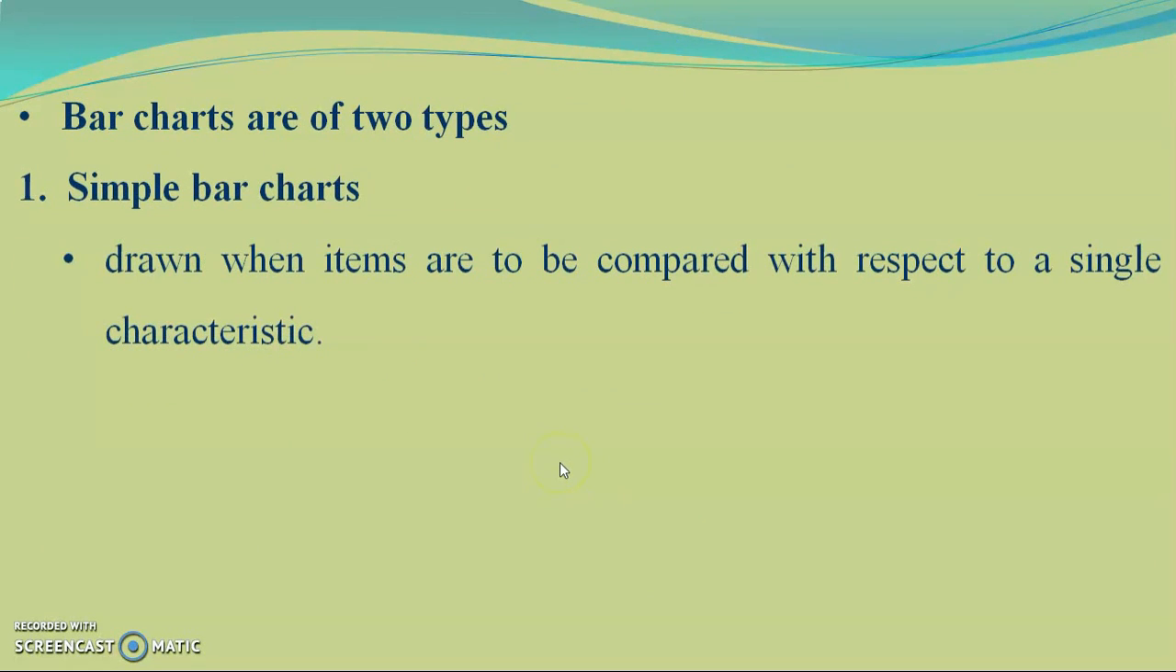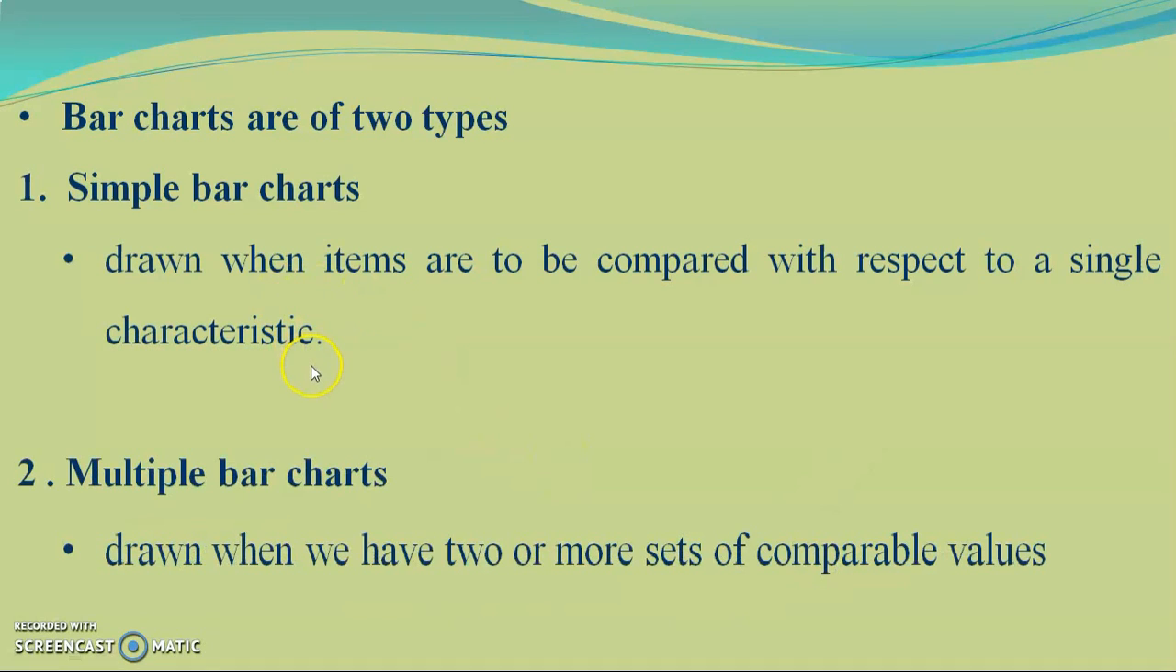Bar charts are also of two types, simple bar charts and multiple bar charts. You will understand in the example. Simple bar charts are usually used to represent only one dependent variable, but multiple bar charts are used when we have two or more sets of comparable values of the dependent variable.